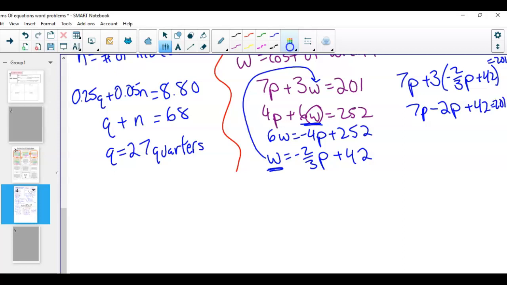So now I can just solve this. I'm sorry, I didn't multiply. This is 126. So this would be negative 5P plus 126 equals 201. I can subtract 126. And when I do that, I get 75. So P equals 15.